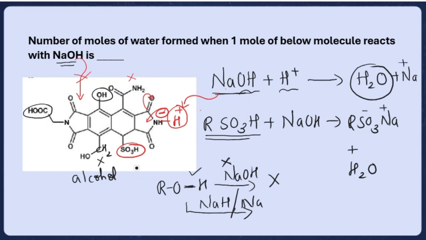What all functional groups are reacting here? Sulfonic acid 1, carboxylic acid 2, phenol 3, and the phthalimide hydrogen 4. Not the alcohol, not the amides given here. So all put together, there will be 4 moles of water produced when the given complex molecule reacts with the excess sodium hydroxide.